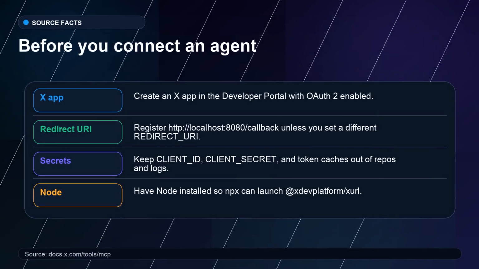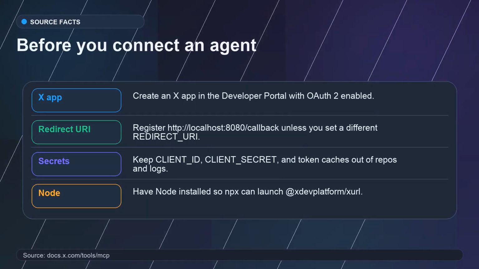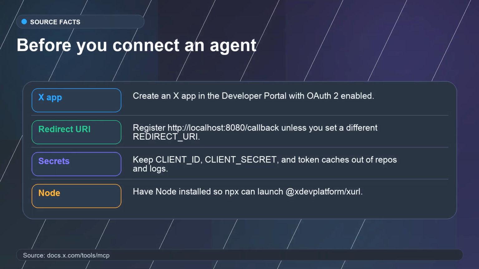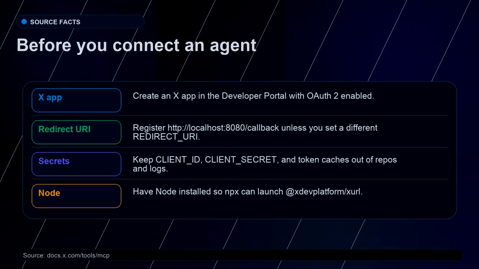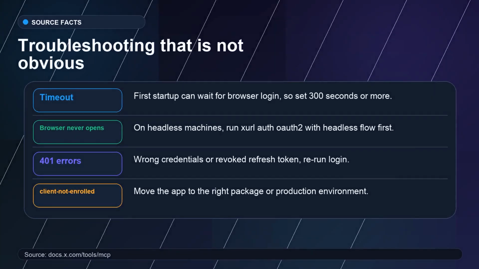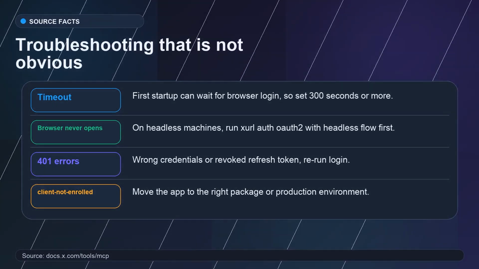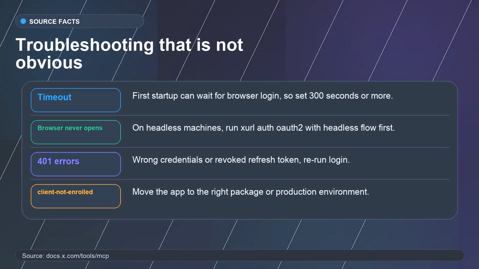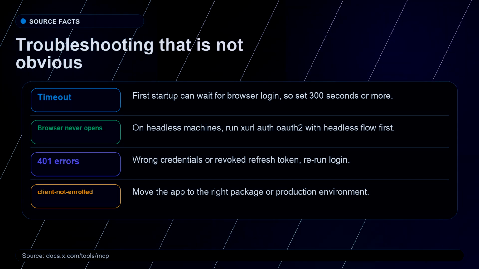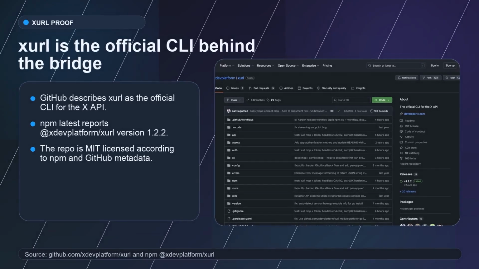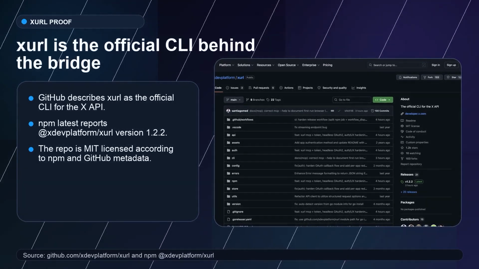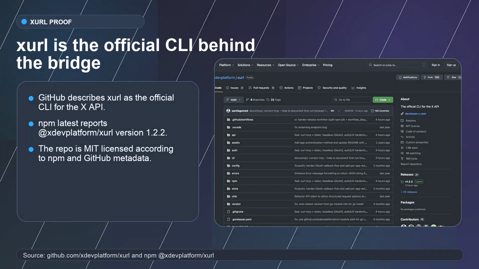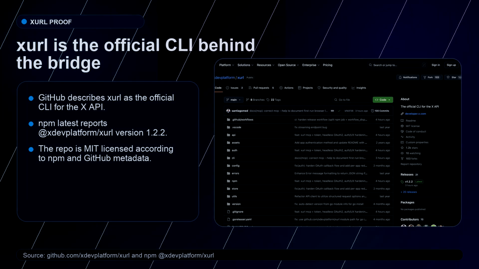The security section is the part beginners should not skip. X says you need your own developer app. You need OAuth 2, a registered redirect URI, and Node for npx. The bridge can use environment variables or an active app registered in the xurl config. Tokens are cached locally and refreshed automatically. The docs also warn that the xurl token store and access tokens are secrets. Use a dedicated app with only the scopes you need. Do not commit secrets into mcp.json. Do not run verbose modes that garble the JSON-RPC channel. If a client times out, raise the startup timeout instead of assuming the MCP server is broken.